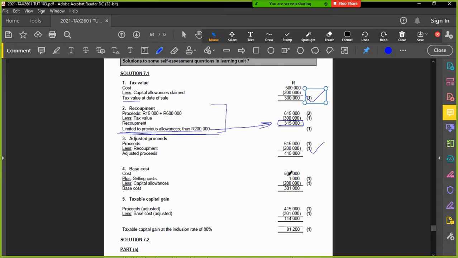Base cost 500 plus 1 minus 200 gives you that. Yeah, that's good. Capital gain, proceeds minus base costs. Yeah, we had the same thing, 114. I still have it on my calculator actually. Okay, and then the capital gain is obviously an inclusion rate of 80%. Okay, that we didn't do. Okay, that's the last bit. Times it by 80%. All right, does that make sense? Yes. Okay, all right, and that's how you do capital gains tax.